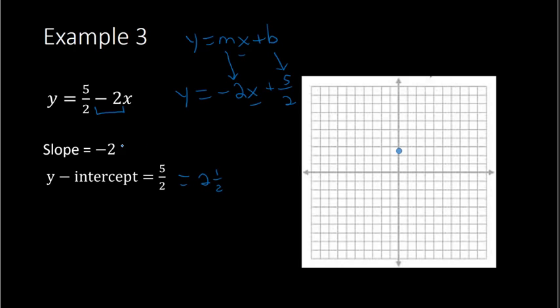And then the slope is negative 2, and slope, remember, is rise over run. Negative 2 we can write as a fraction, negative 2 over 1, which means the rise is negative 2. So from here I go down 2, and then the run is 1, so I go to the right 1. That takes me right here at the point 1, and then 1/2 for y. I connect the dots, and I get this graph right here.